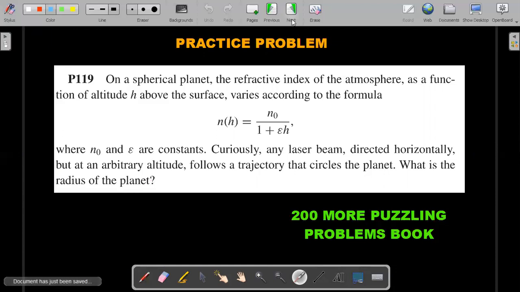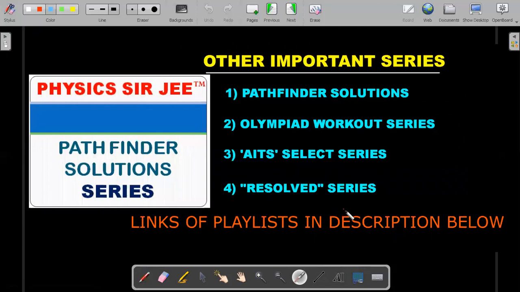I hope you loved the way the optical path concept is presented to you, and we have, as a bonus, solved 3 problems of the Pathfinder solution series.